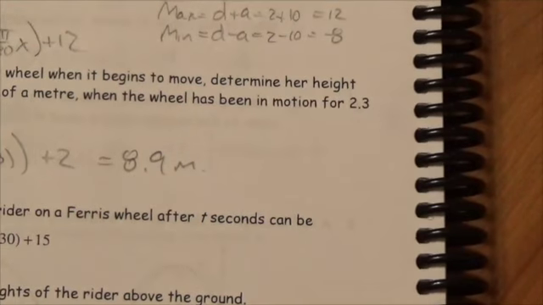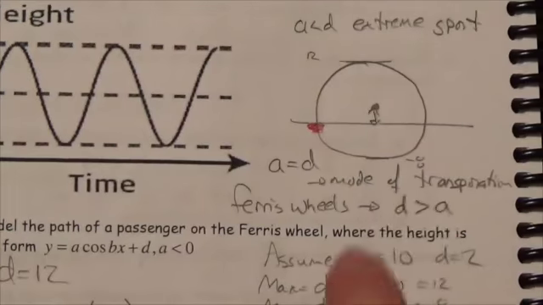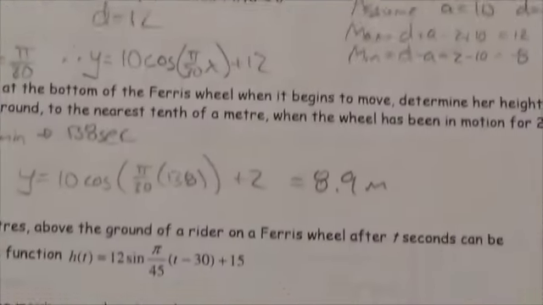And there you go. So really, the issue with this question is please remember that when you're dealing with a Ferris wheel, the D value must be larger than the A value. Please just remember that.